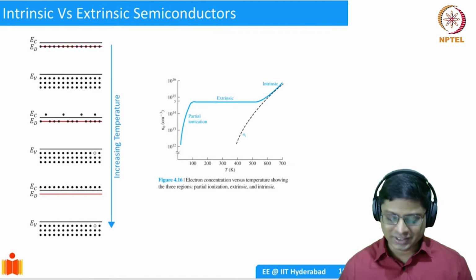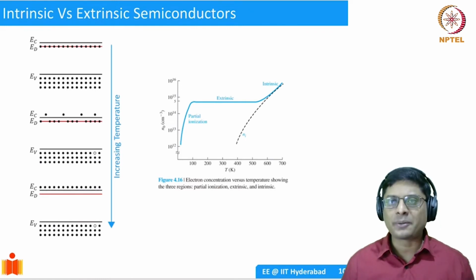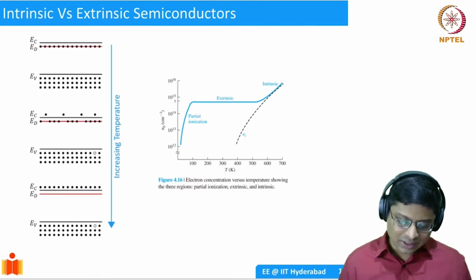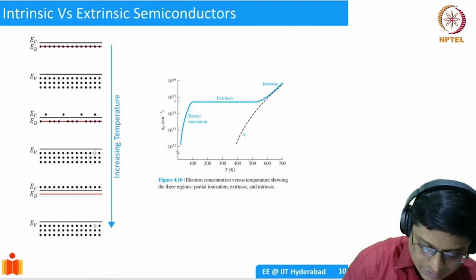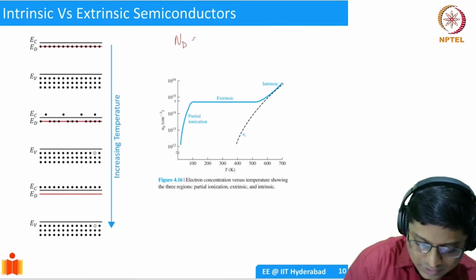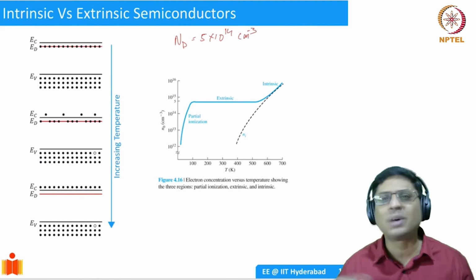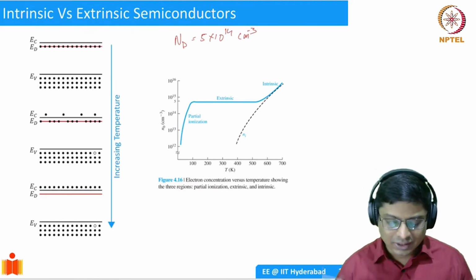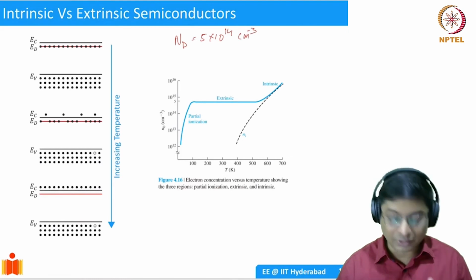So I just plotted a different graph. Let's imagine, so far we have not taken any numbers. Now let us try to imagine we have added ND equal to 5 times 10 to the power 14 per cm cubed. This is the number of dopants I'm adding into the lattice. How I'm adding, we can think about it later. But I'm adding donor atoms of 5 times 10 to the power 14.